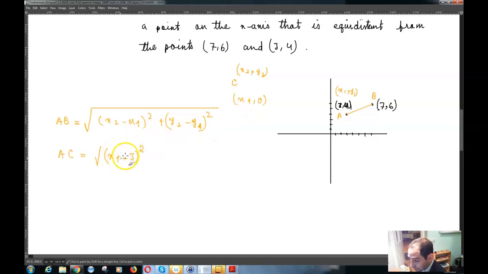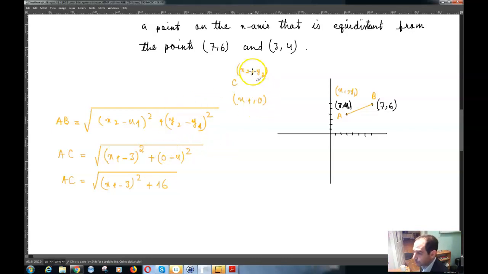So I can write this as x1 minus 3 whole squared plus 0 minus 4 whole squared, and that is the distance between the points A and C. So that's equal to x1 minus 3 whole squared plus negative 4 squared, which is equal to 16. So that's the distance between points A and C.